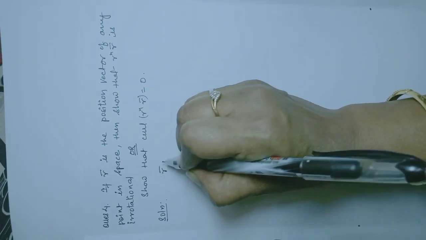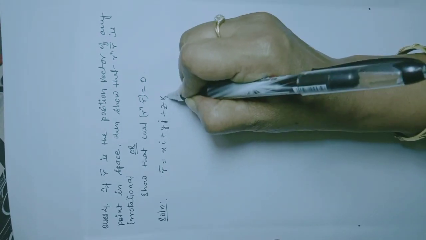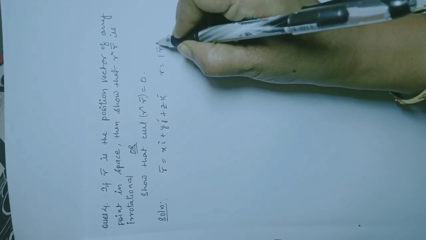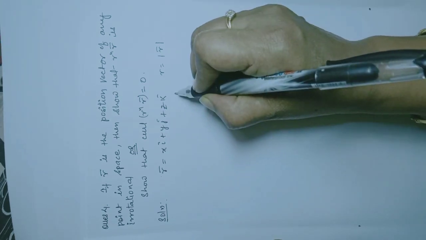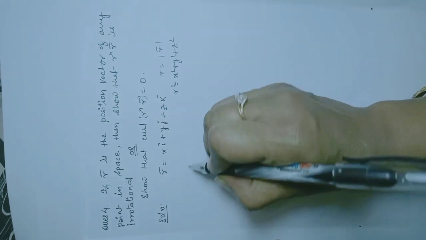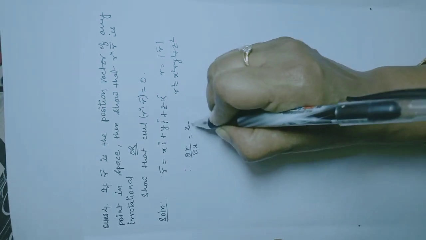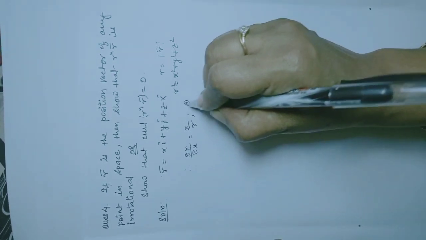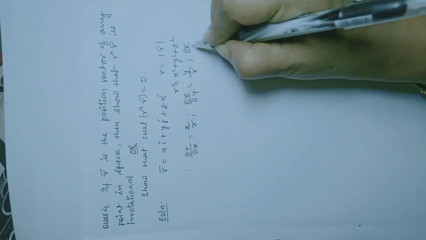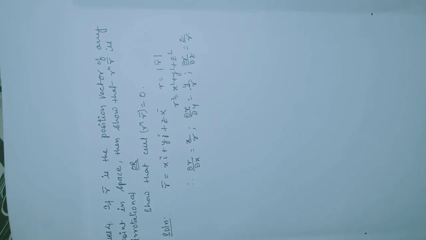So you know that the vector r is nothing but xi plus yj plus zk, and you also know that r equals the magnitude of vector r. That means you have r square equal to x square plus y square plus z square, and you also know that del r by del x will be x by r, just as in the last problem, del r by del y will be y by r, and del r by del z will be z over r.